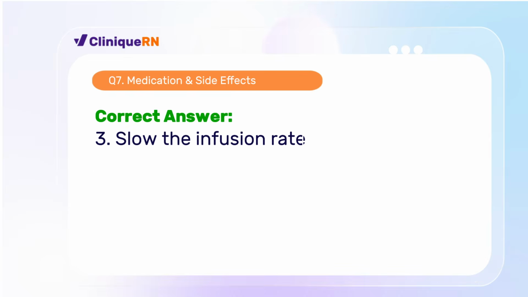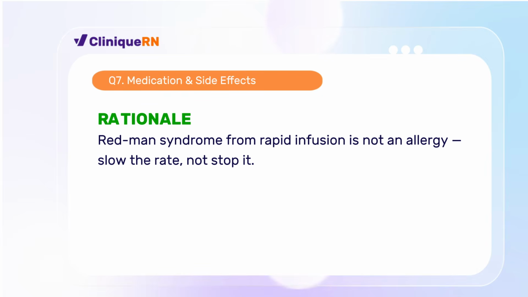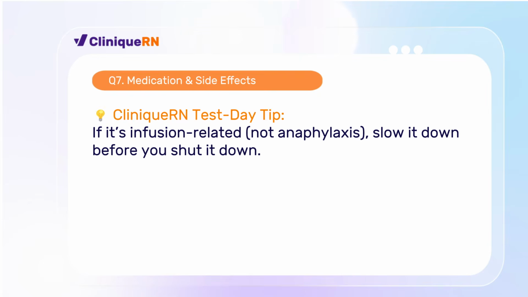The correct answer, 3. Slow the infusion rate. Rationale: Red man syndrome from rapid infusion is not an allergy. Slow the rate, not stop it. CliniqueRN Test Day Tip: If it's infusion-related, not anaphylaxis, slow it down before you shut it down.